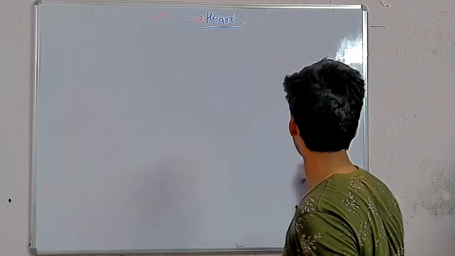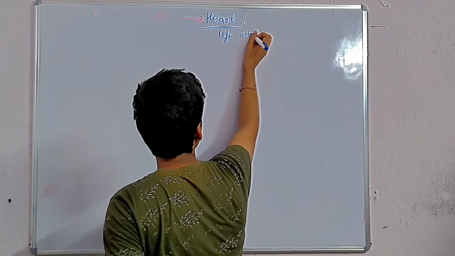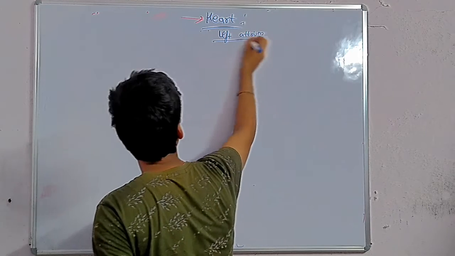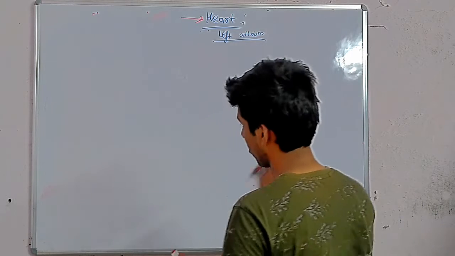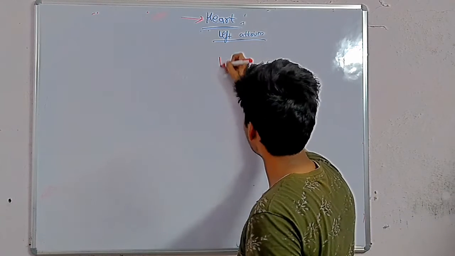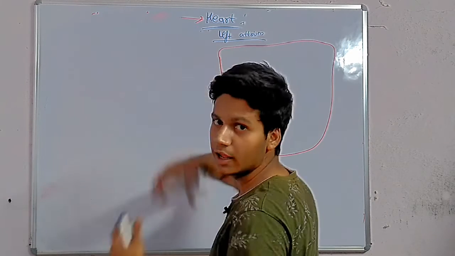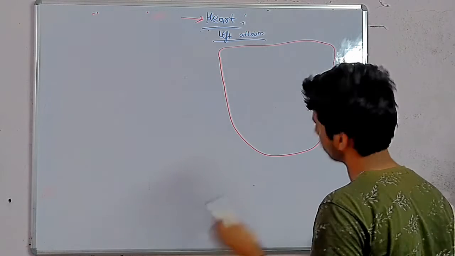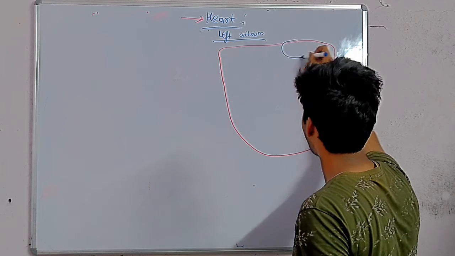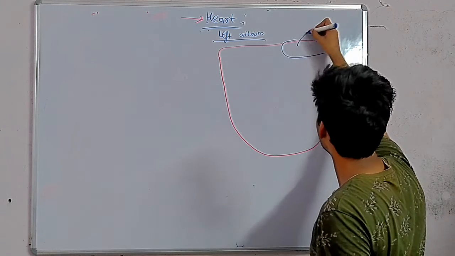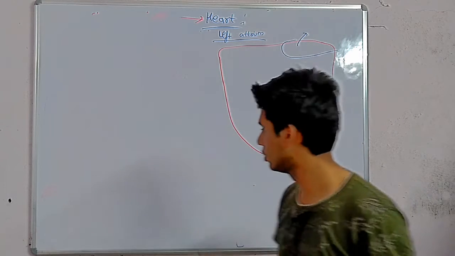Then the next chamber is the left atrium. It is not like the right atrium. It is completely smooth. The right atrium is anteriorly rough and posteriorly smooth. Here we know a projection called the auricle is present. This is the left auricle, and the right auricle is also present. Remember, the auricle is completely rough.